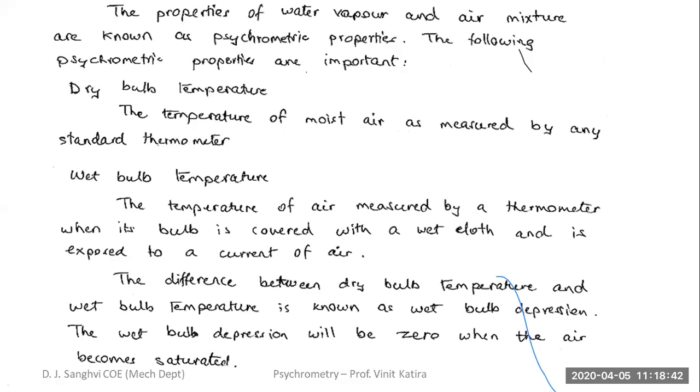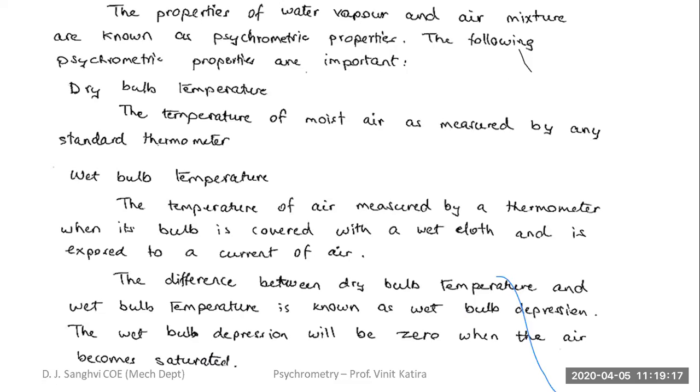The first property that we had discussed was dry bulb temperature. It is the temperature of moist air measured by any standard thermometer whose bulb is not covered by anything but only exposed to moist air. The second one is wet bulb temperature, wherein the thermometer's bulb is covered with a wet cloth and it is exposed to a current of air. The moisture in the wet cloth is going to take away an additional amount of heat, and the wet bulb temperature will be slightly lower as compared to dry bulb temperature.